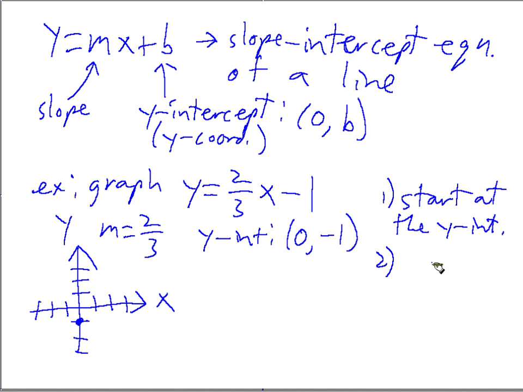Well, that's where the slope comes in. Okay, so let me say find the other point using the slope. Okay, so find the other point using the slope. All I need is 2 points. I have the first point already, it's the y-intercept. I just need another point to make it work.